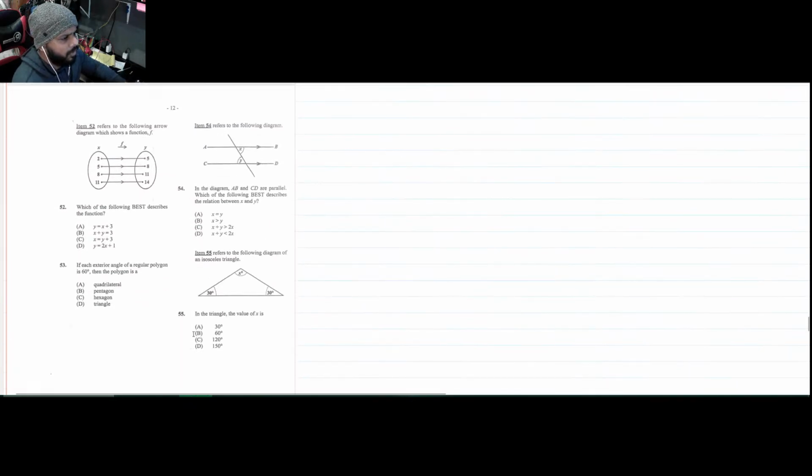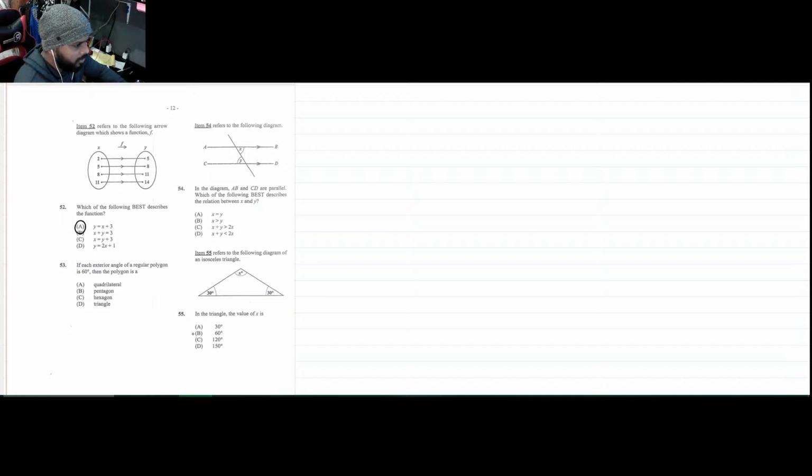Which of the following best describes the function? So from 2 to 5, it looked like multiplying by 2 and I added 1. 5 to 8, I am not multiplying by 2 and I added 1. That will be x plus 3. 8 to 11, I add 3. 11 to 14, I add 3. So y is equal to x plus 3.